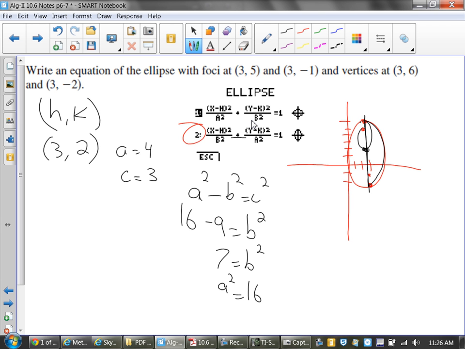You now know everything you need to know to fill in the rest. (x minus 3) squared over 7 plus (y minus 2) squared over 16 is 1. So no matter what x and y are, it always comes out true? It should, yes.